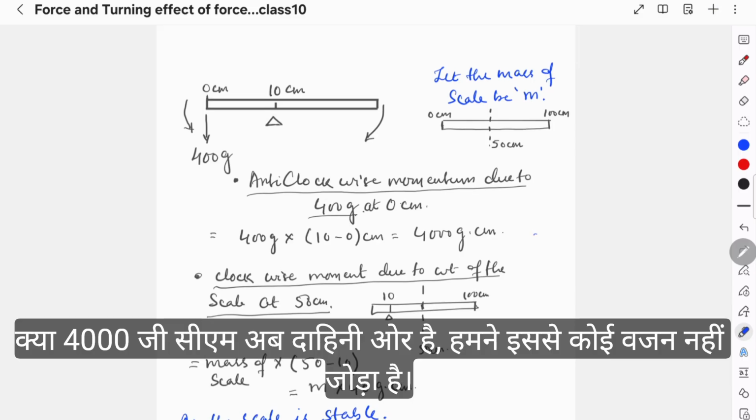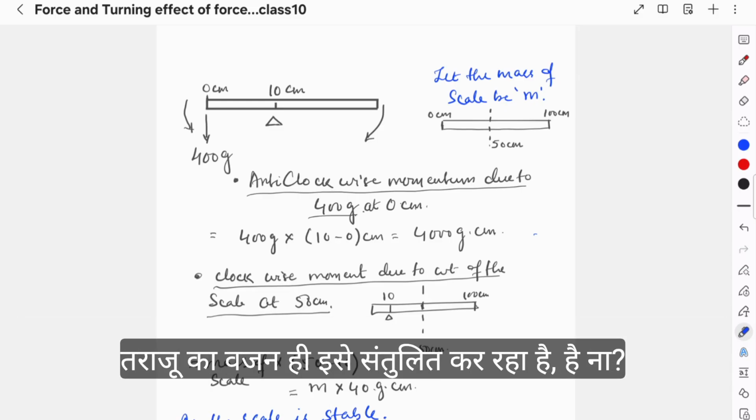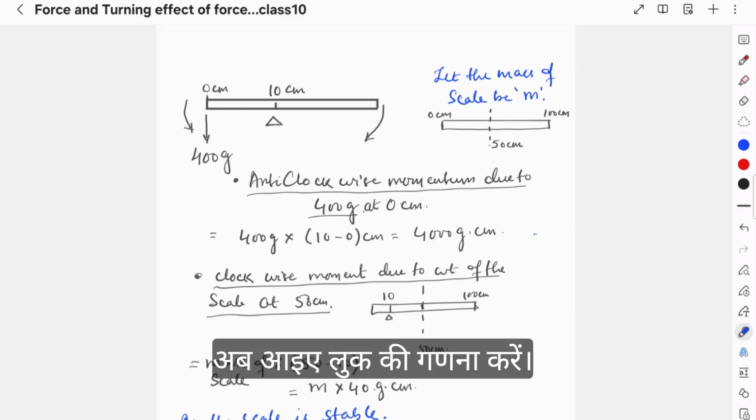Now on the right hand side we don't have any weight attached. So what is balancing this scale? The weight of the scale itself is balancing it, isn't it? So now the weight of the scale is basically at the center of the scale. So that will be at 50 centimeter.